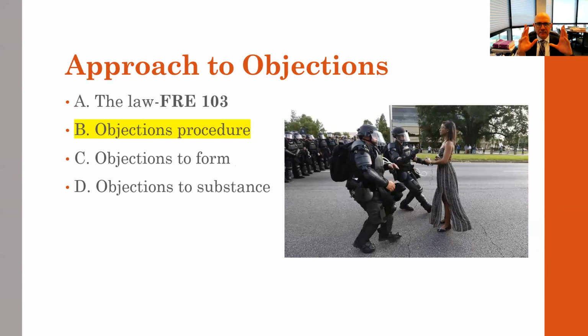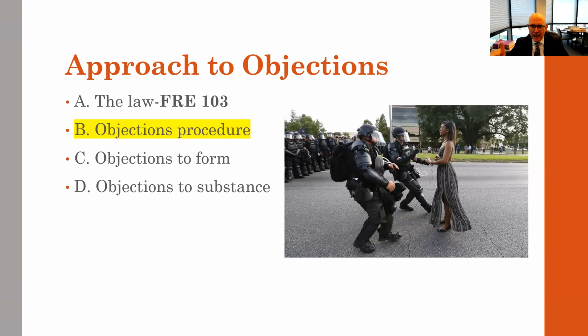Now, let's go ahead and talk about the law of objections under Federal Rule of Evidence 103. The critical thing there is that the rule really disadvantages us. If we don't object, and if we don't object in a timely fashion, and if we don't clearly state the grounds for the objection, then we're going to have a problem on appeal.